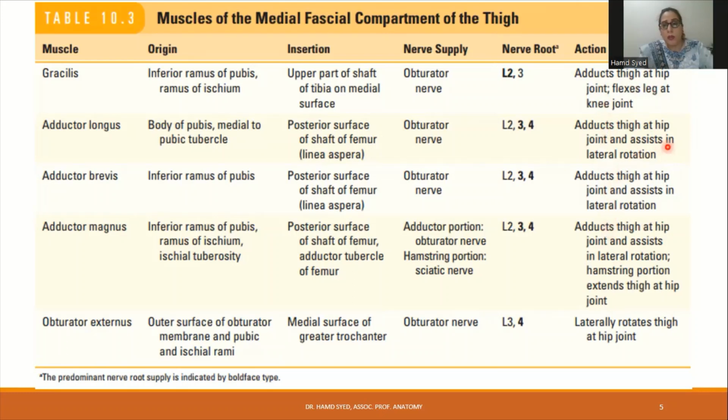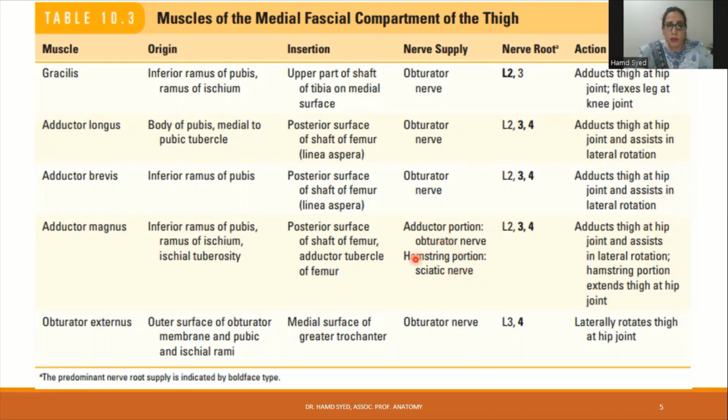Now, in addition to that, the gracilis only will also flex the leg at the knee joint. So this is an additional action that gracilis is going to perform. These adductor longus, brevis, and magnus, remember, are also lateral rotators of the thigh at the hip joint. So this is their additional action.